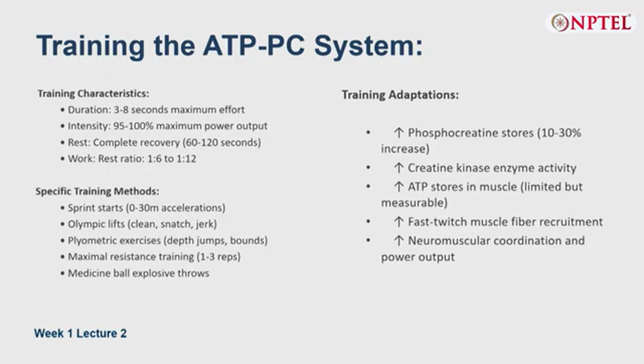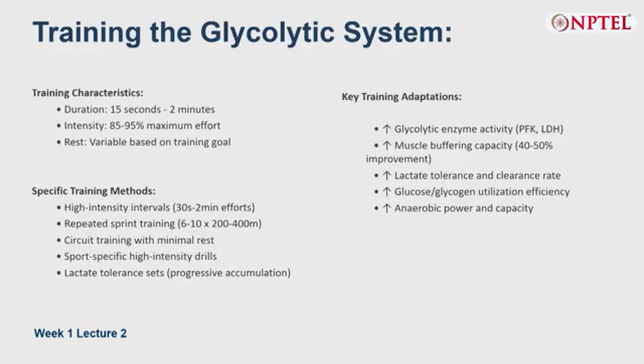The second process is the glycolytic system, where the duration is 15 seconds to 2 minutes, intensity is 85 to 95% of maximum effort, and rest is variable based on the training goal, because sometimes we go for incomplete recovery and sometimes complete recovery, depending on the periodized cycle. The specific training method is high-intensity interval training, with 30 seconds to 2 minute efforts depending on the particular sport and event.